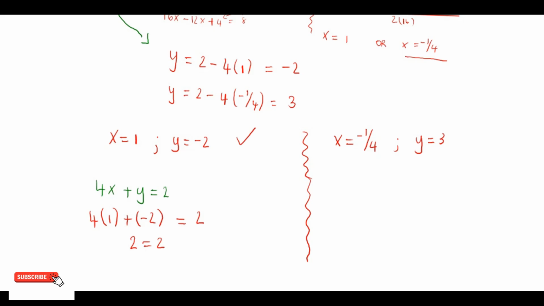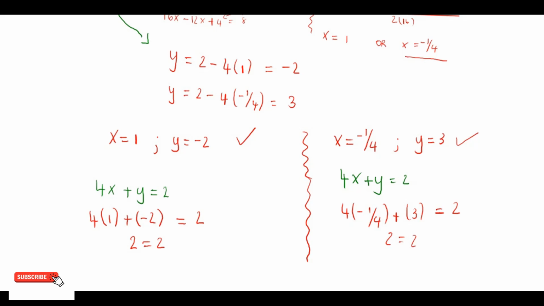You're still checking here as well. I'm going to use the 4x plus y, which is equal to 2. Where you see your x, you're going to substitute the negative 1 over 4, and where you see your y, you're going to substitute 3. And the left-hand side should be equal to 2. So 4 times negative 1 over 4 plus 3 is equal to 2. At this point in your exam, you are smiling because you know that you know your work. And then guys, we are basically done.